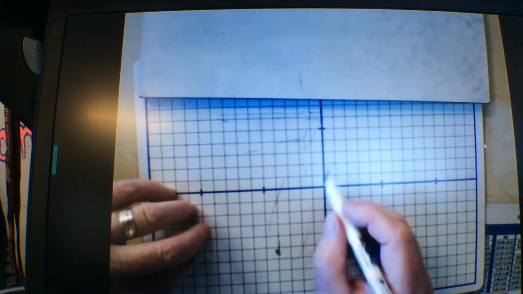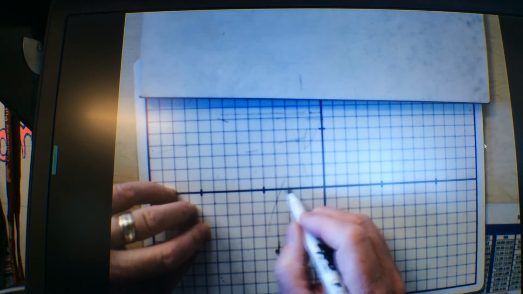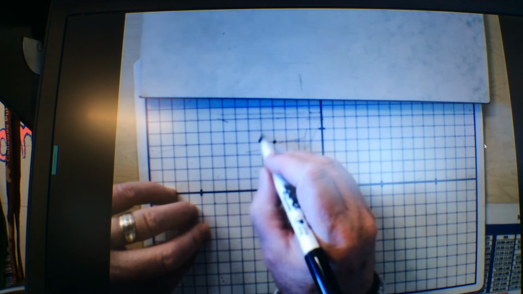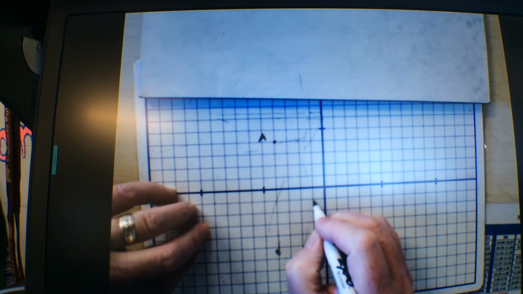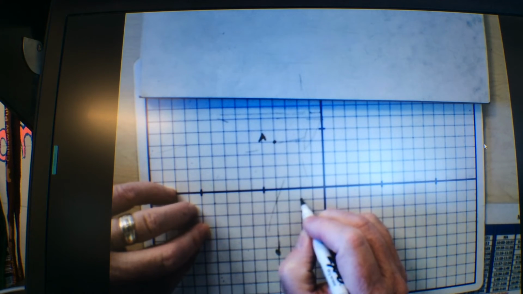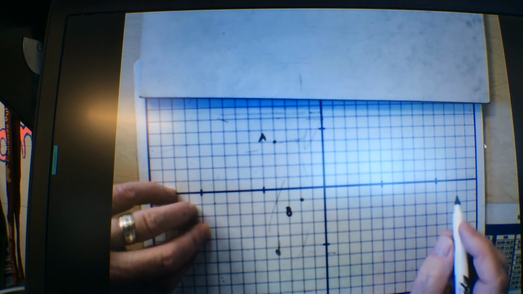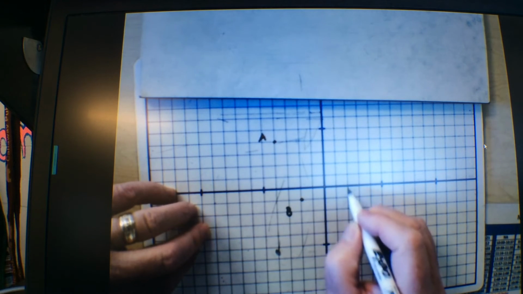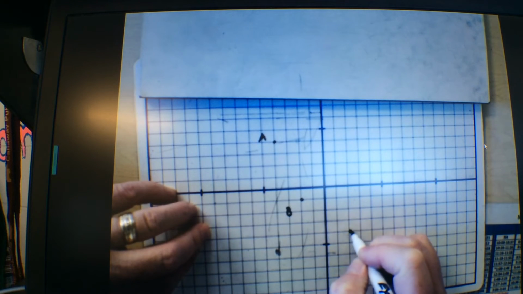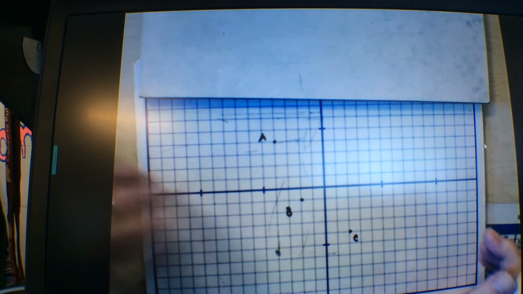A is negative 4, 4, so negative 1, 2, 3, 4, and then 4, so this is A. B is negative 2, negative 1, so here's B. And then C is 2, negative 4, so 2, and down 1, 2, 3, 4. Is that right? Did I graph those right?